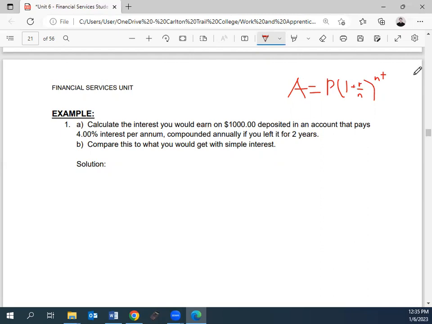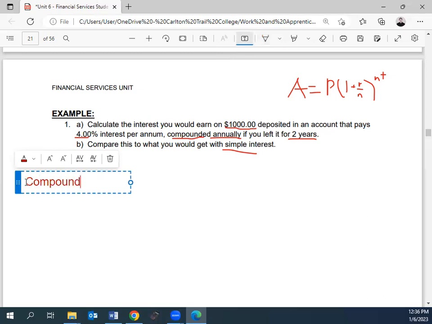Okay, so this question is asking us, if you have $1,000 deposited in an account and it gives you 4% interest per annum, that means per year, and it's compound interest compounded annually, how much are you going to have if you left that for 2 years? And they want us to figure out the difference between compound interest and simple interest. So A and B. I'm going to put compound interest on the left side here.